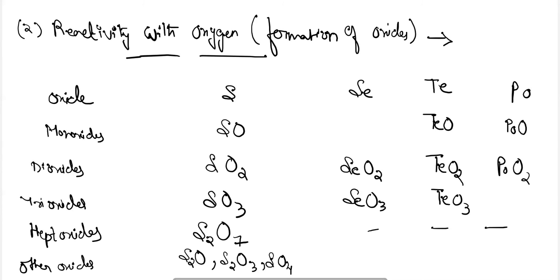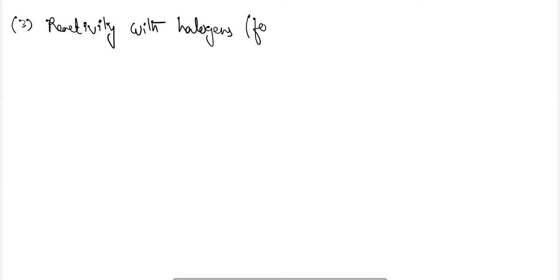Let's move further and talk about the reactivity of group 16 elements with the halogens. Reactivity with halogens means formation of halides. So generally, which kind of halides do they form?